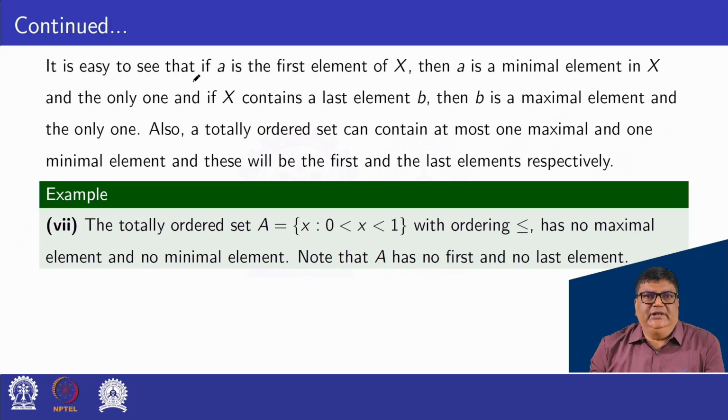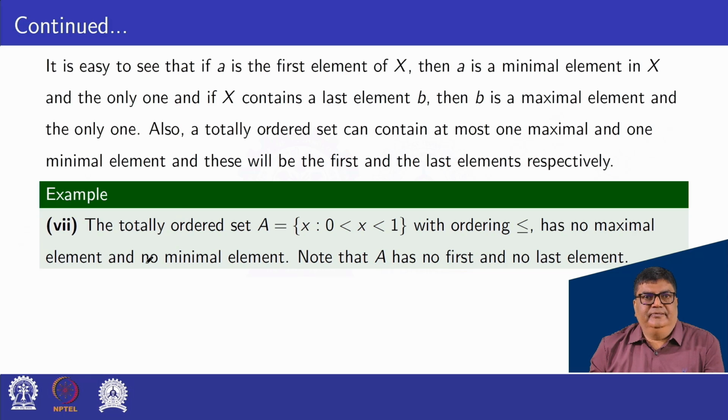It is easy to see that if a is the first element of X, then a is a minimal element in X and the only one, and if X contains a last element b, then b is a maximal element and the only one. Also, a totally ordered set can contain at most one maximal and one minimal element, and these will be the first and the last elements respectively.